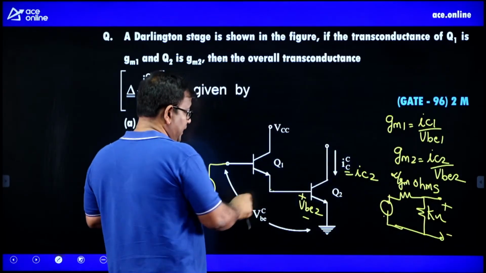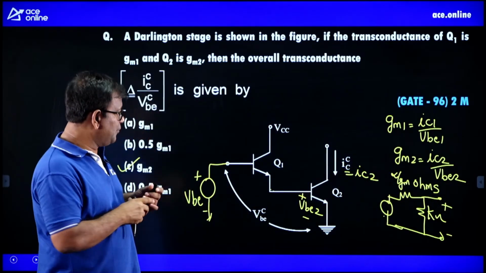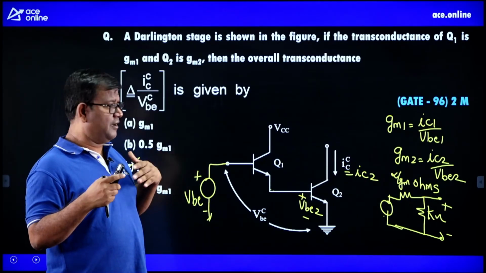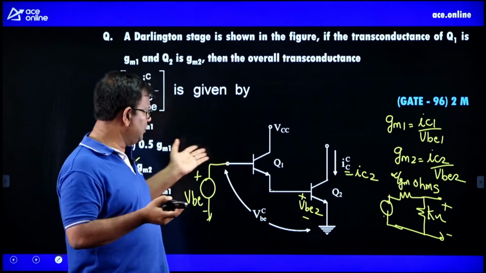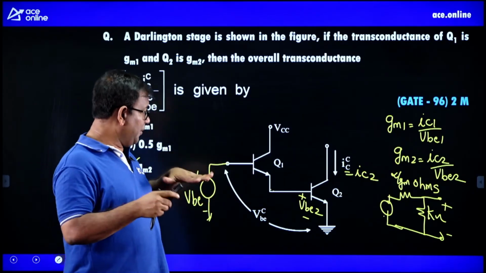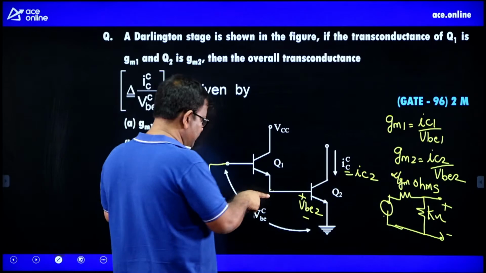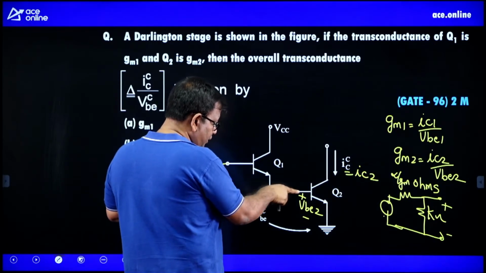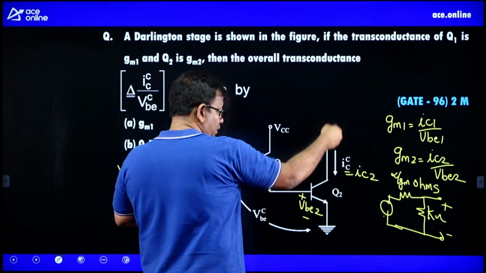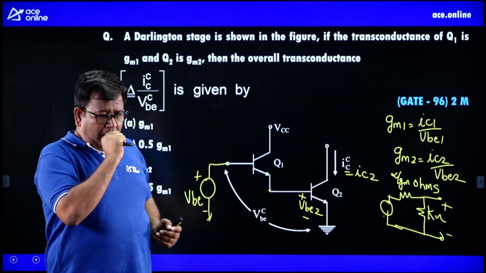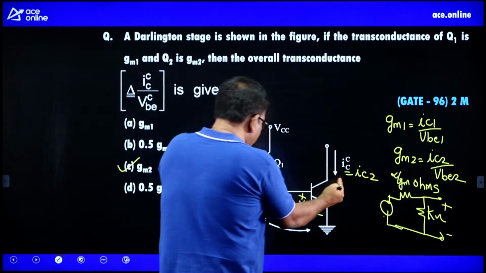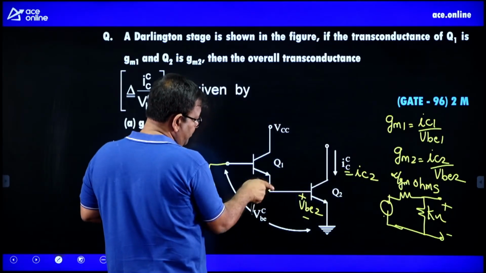So if you want 0.5 GM2 in the problem, what change should I make in this circuit? Some textbooks call this 0.5 GM, which is wrong, but if you want 0.5 GM, what you have to do is not connect this point to the base terminal, but connect it to the other emitter terminal. Then there will be matching between the two stages, but here there is a mismatch.